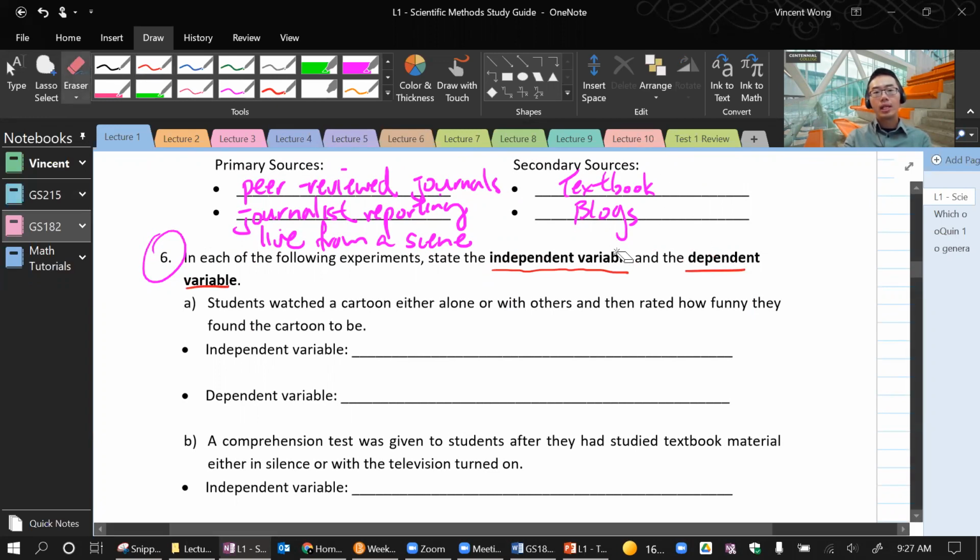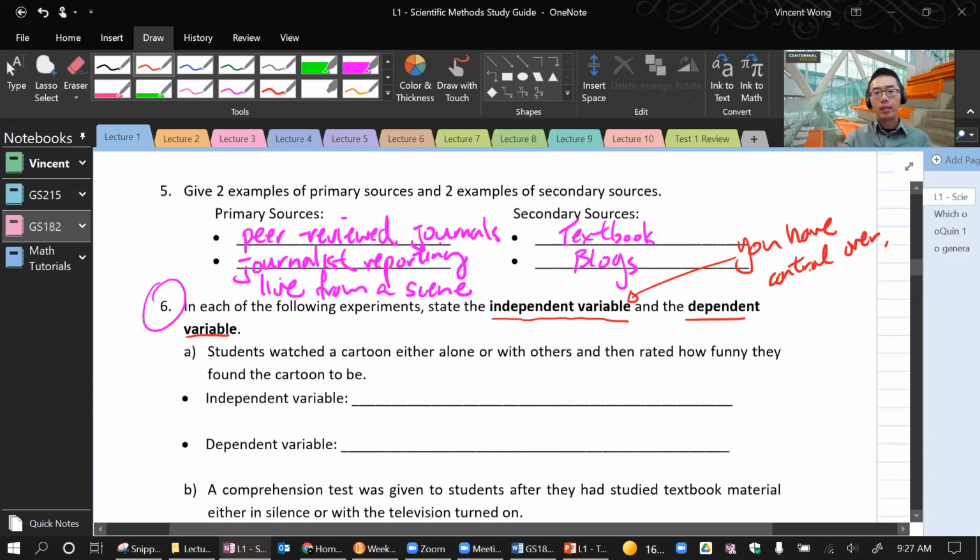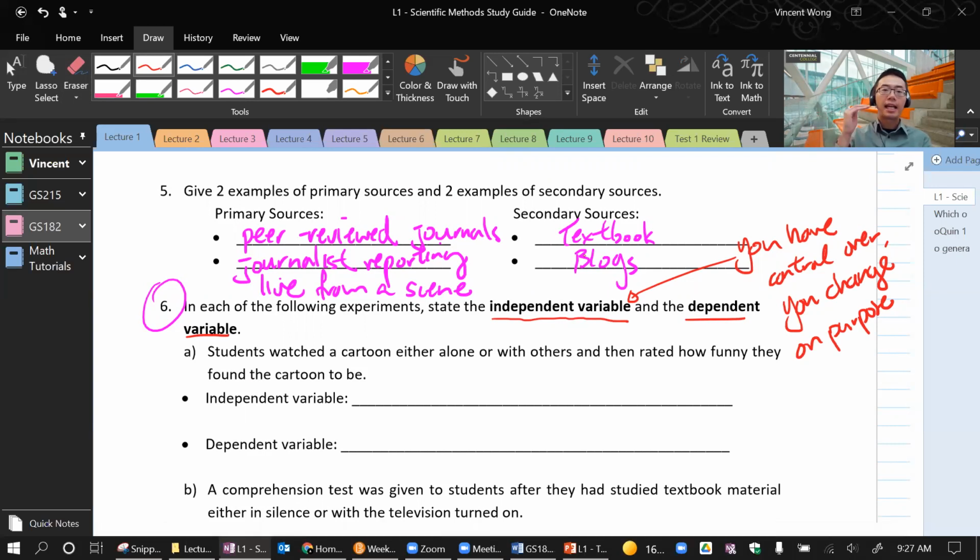Okay, so the independent variable is the one that you have control over. Okay, this is the one that you deliberately, or we'll say you change on purpose. Okay, so in an experiment, you can only change one thing at a time, right? And the thing that you're changing on purpose, that is the independent variable.